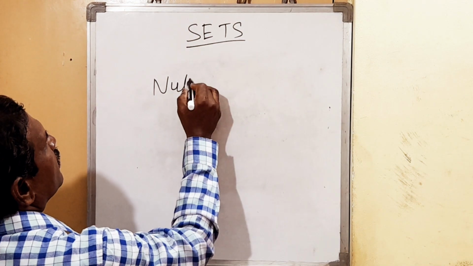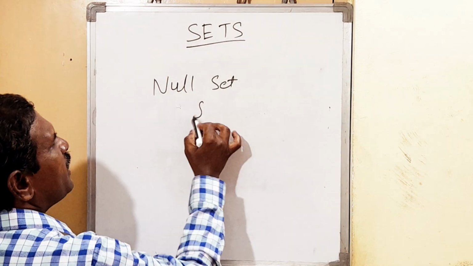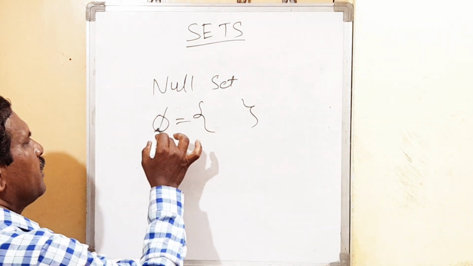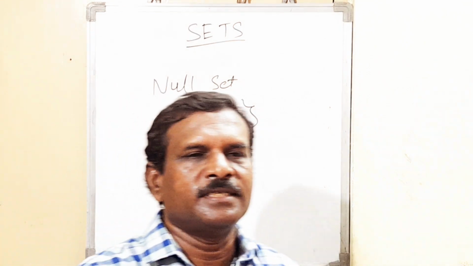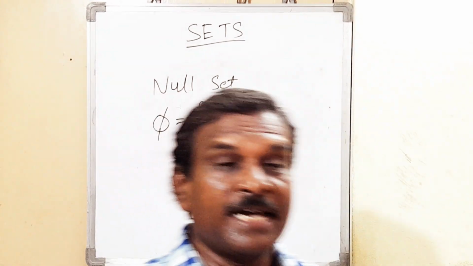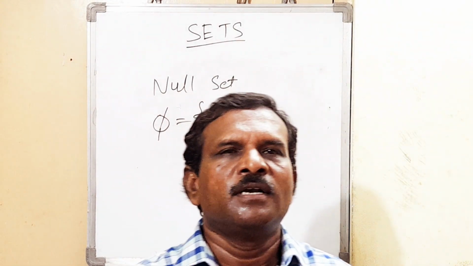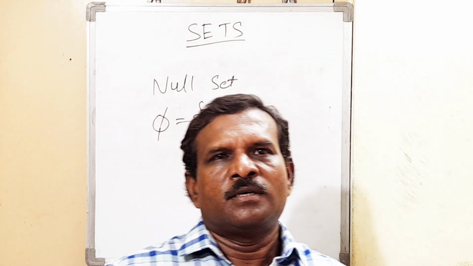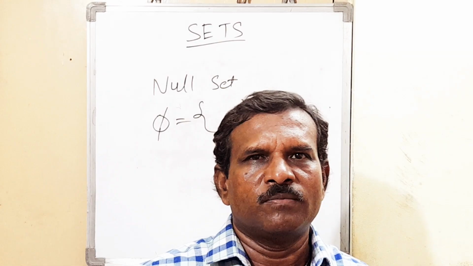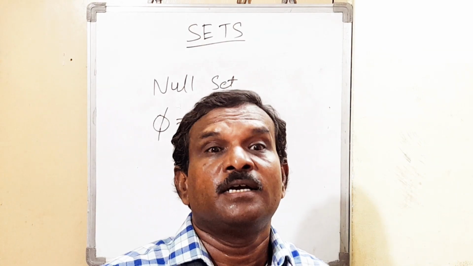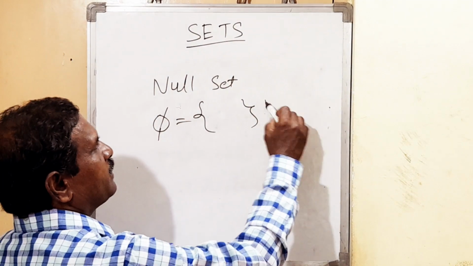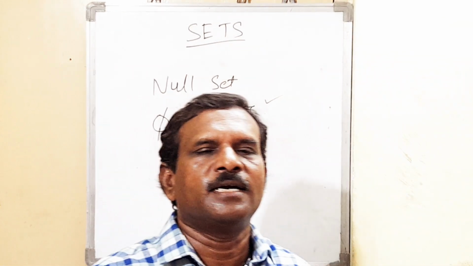Null set. Null set means if a set has no elements, that is called null set and denoted by the Greek letter phi. Phi is equal to this empty bracket, which means it is a null set. Null set means it has no elements. Suppose you take one example, the set of girls in a boys school. If it is a boys school, there will be no girl found. So that is a null set. Like that we can take any set which has no elements. The set which has no elements is called the null set and denoted by phi.